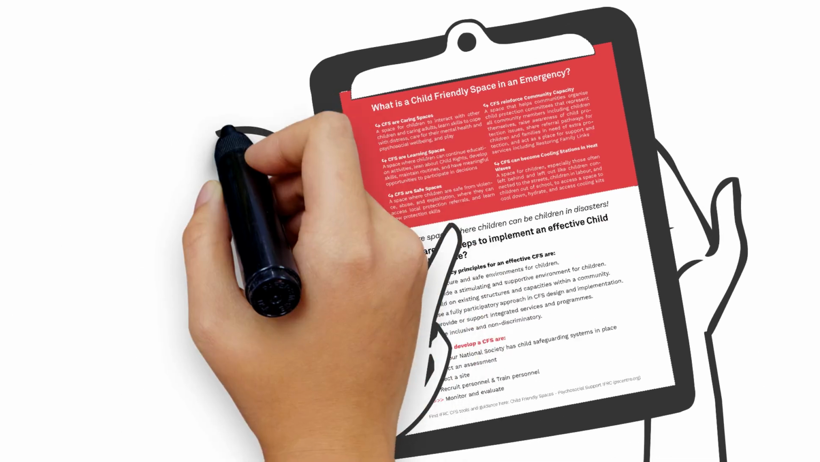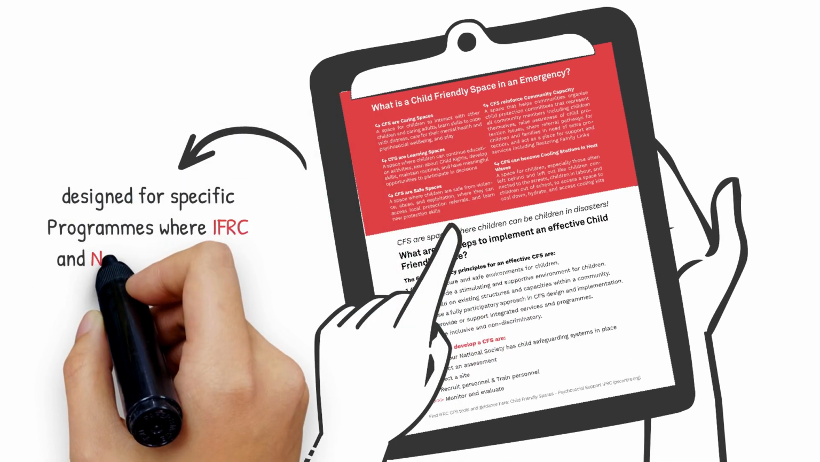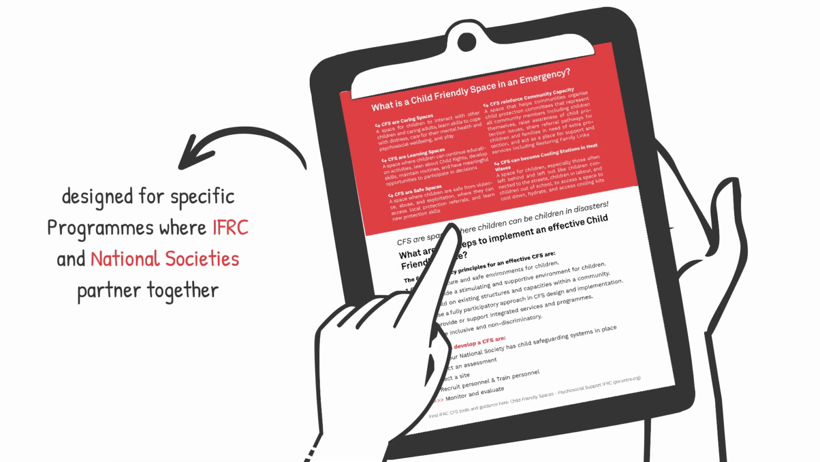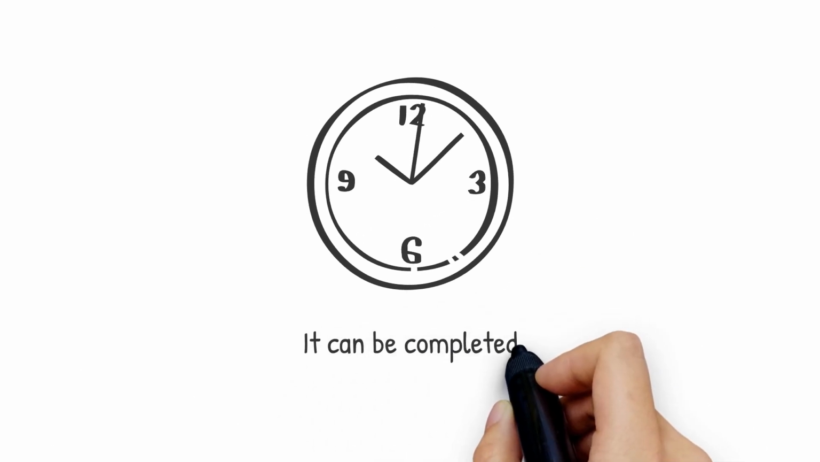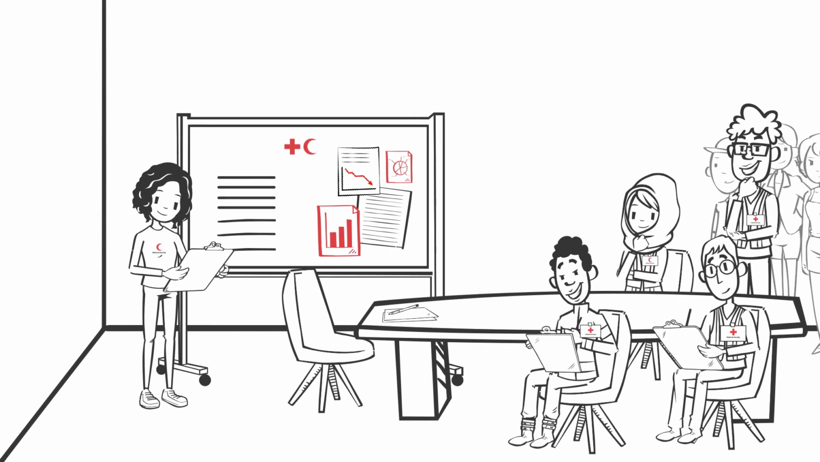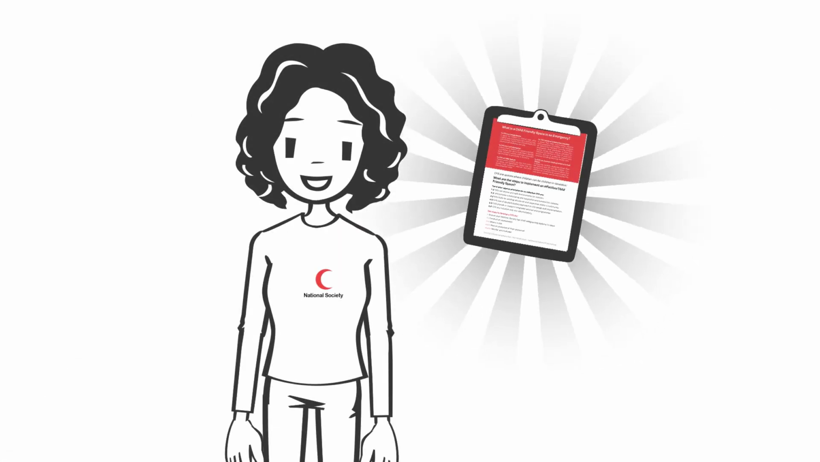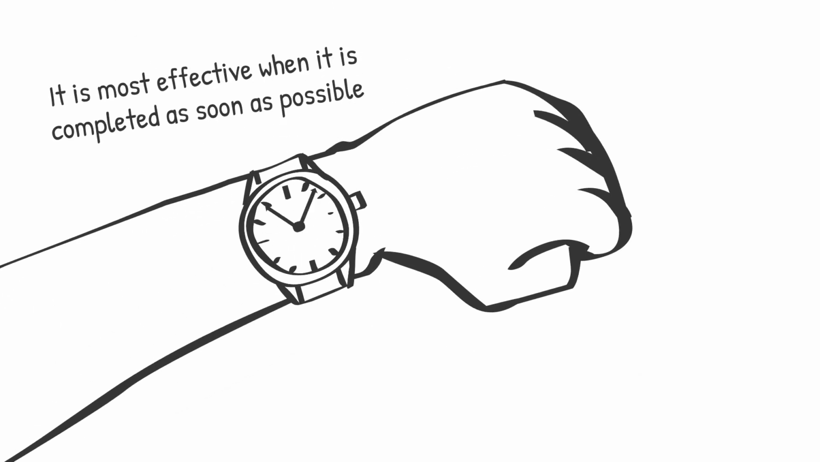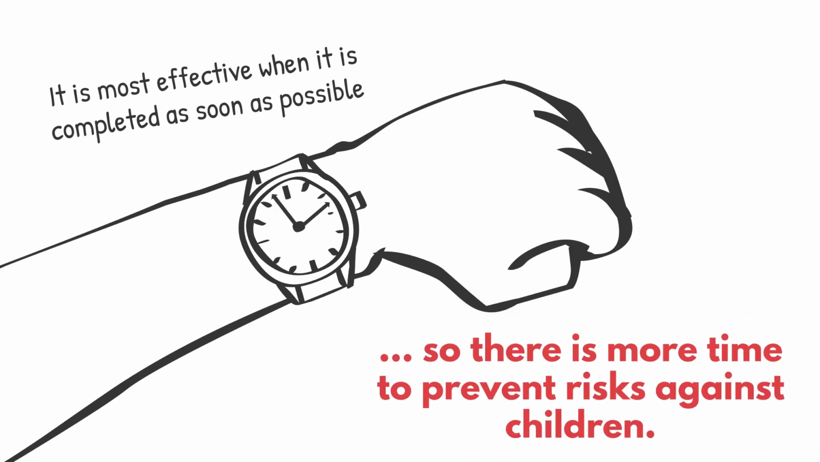The Child Safeguarding Risk Analysis is designed for specific programs where IFRC and national societies partner together. It can be completed in 1 hour. The findings from the child safeguarding risk analysis can help with PGI organizational assessments or safeguarding self-assessments. Here's how it works. The child safeguarding risk analysis is most effective when it is completed as soon as possible, so there is more time to prevent risks against children.